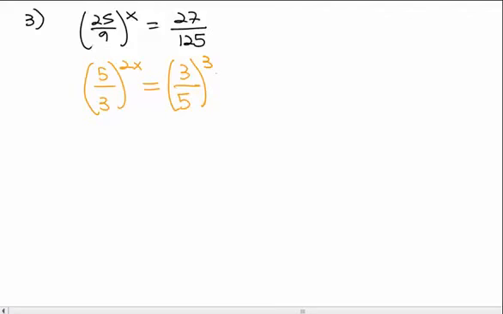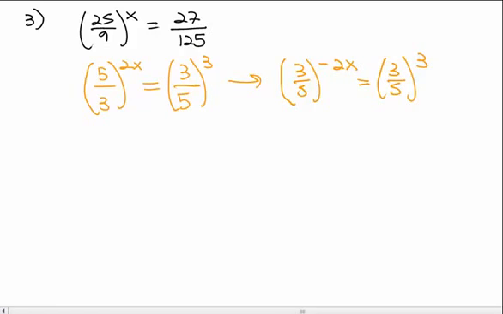However, what I want to notice is both sides here are not identical. One side is 5/3, the other side is 3/5. They're close, but close only matters in horseshoes, scud missiles, and slow dancing, not in math. The way we flip a fraction over, though, to make them the same, is we use a negative exponent. And we can make either side negative. I'm just going to do the left side. So we're going to do 3/5 to the negative 2x equals 3/5 to the third power.